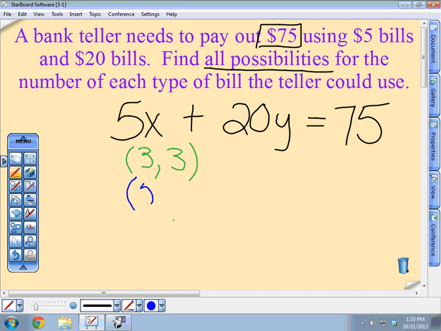So what if she gives you five $5 bills? That's $25. If I subtract 25 from 75, that gives me 50. Is there any combination that'll work? No.